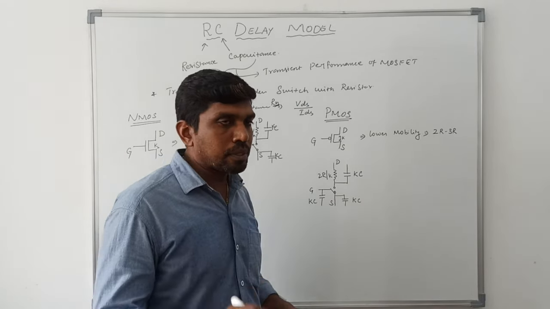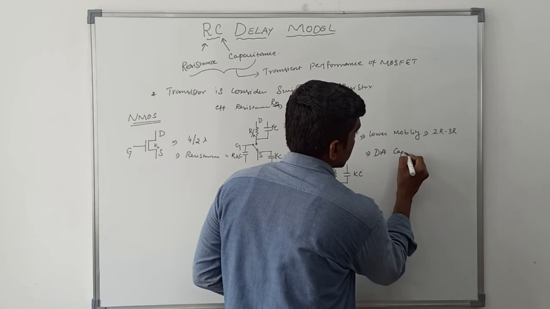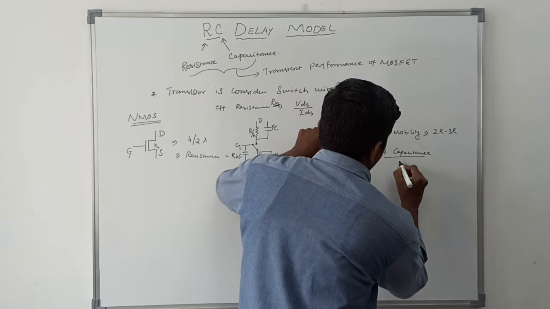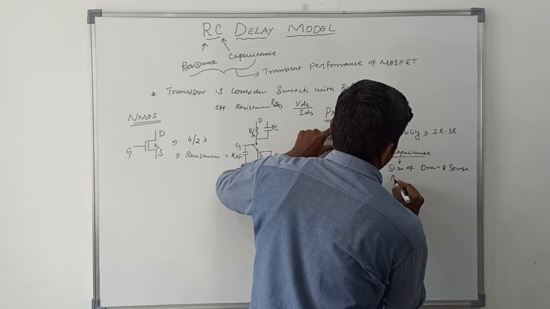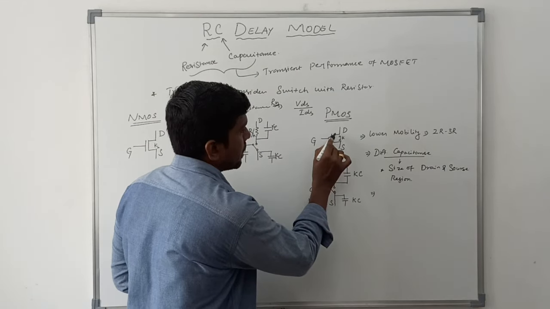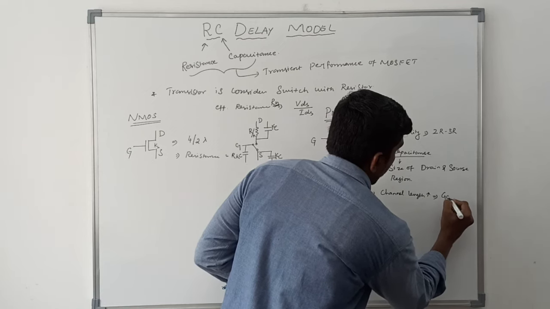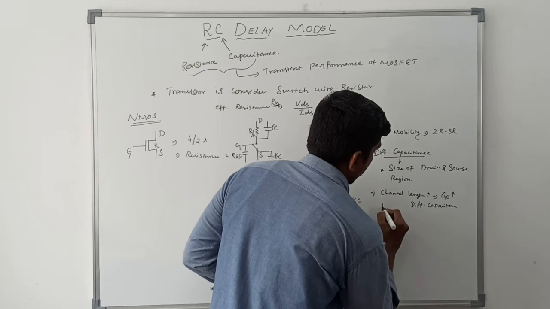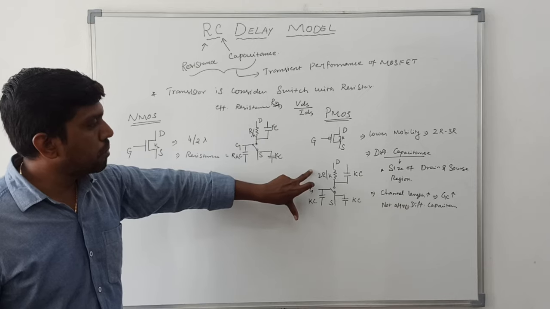In this model circuit, we have two capacitances: the gate capacitance and the diffusion capacitance. The diffusion capacitance depends on the size of the drain and source region. The second capacitance is the gate capacitance, which depends on the length of the channel. If the channel length increases, the gate capacitance also increases, but it does not affect the diffusion capacitance. So that is the simple structure of the PMOS symbol and the PMOS RC delay model.